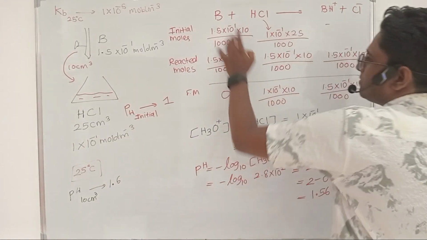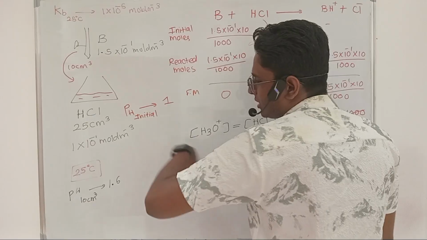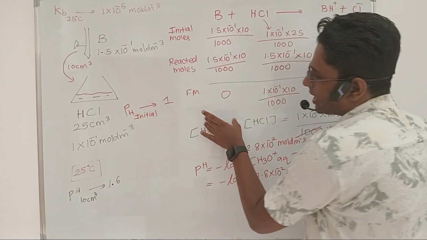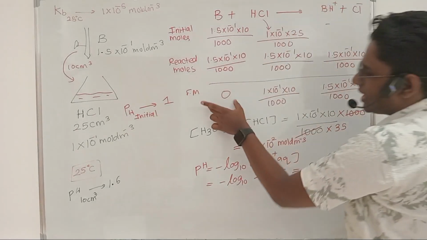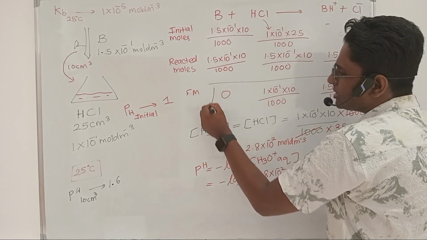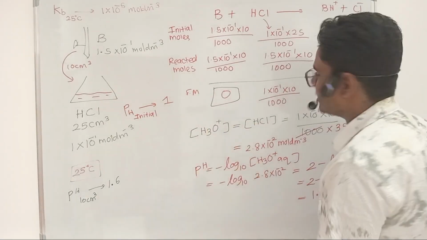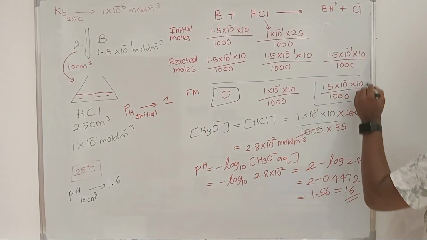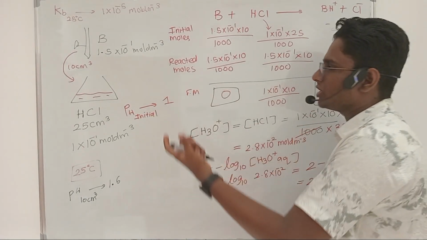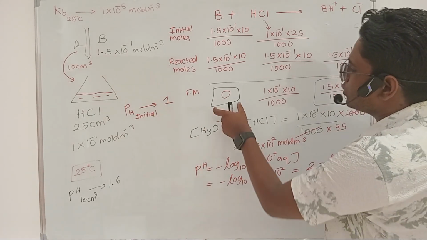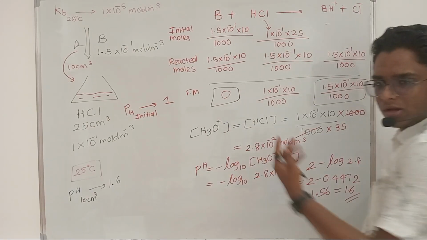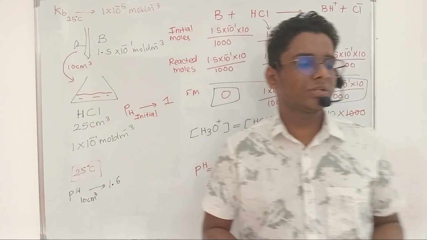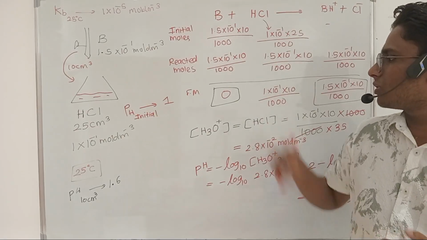Now here, only a weak base we are adding. So for the solution to become a buffer solution, at the end of the reaction it must have the weak base and its conjugate acid. Here, the weak base concentration is 0, so there is no weak base, but conjugate acid is present. For a solution to be a buffer solution, it must have both the weak base and its conjugate acid. So here weak base is not present. Therefore, this solution is not a buffer solution.